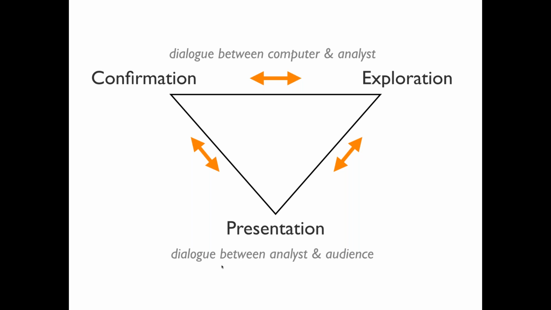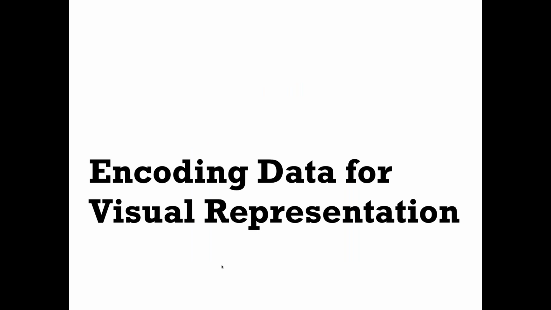We use different ways of looking at the data. We have different kinds of needs for our visualizations, and I'm going to get into that, and we'll come back to this at the very end of the presentation. So to begin with, if we want to visualize data, we need to somehow take the values in the data set and turn them into something visual, into something graphic. And this is the step where we encode data for visual representation.